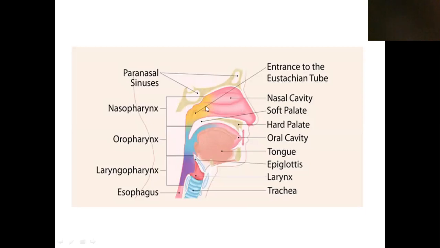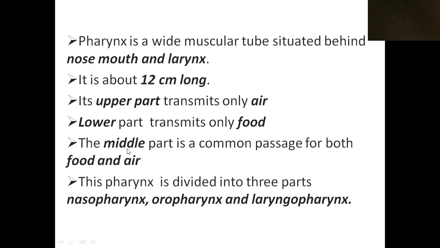Now, based on the position, the pharynx can be divided into three parts: nasopharynx, oropharynx, and laryngopharynx. How? The upper part is seen behind the nasal cavity, the middle part behind the oral cavity, and the lower part behind the larynx. The part behind the nasal cavity is the nasopharynx, the part behind the oral cavity is the oropharynx, and the last part is the laryngopharynx. So it is divided based on position.